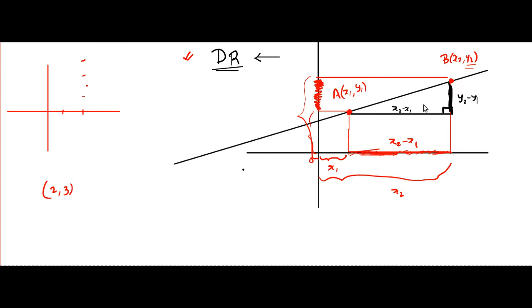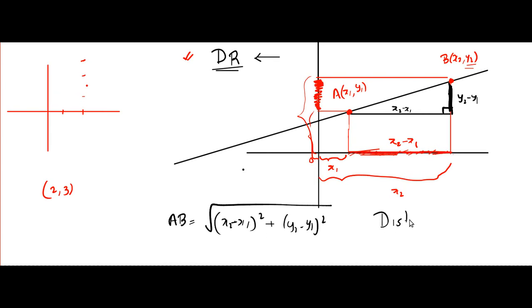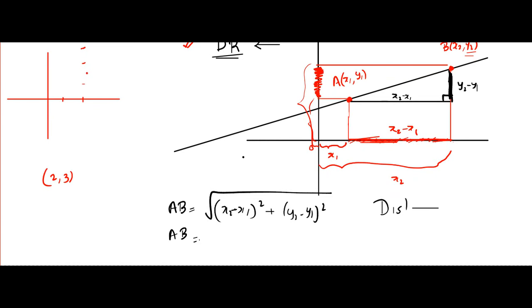Now if you apply Pythagoras theorem, we will understand that A to B distance will be root under x2 minus x1 the whole square plus y2 minus y1 the whole square. Wait a minute. I've seen this before. Okay, this is our distance formula. But now I am going to give a different interpretation for the distance formula.